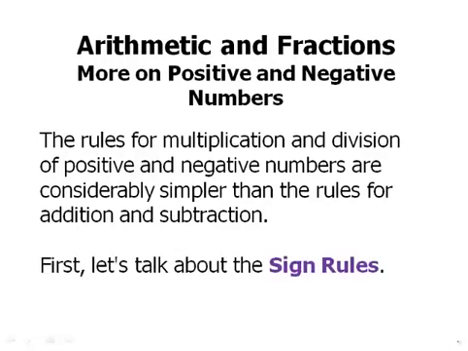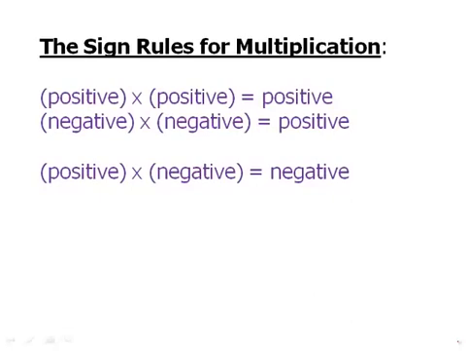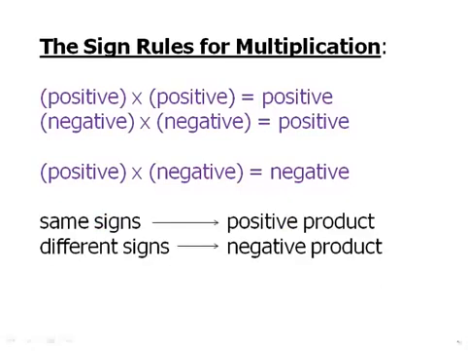First, let's talk about the sign rules. The sign rules for multiplication. If we multiply a positive times a positive, we get a positive. If we multiply a negative times a negative, the two negatives cancel and we get a positive. The only time we get a negative is when we do positive times negative in either order. It could be positive times negative or negative times positive. Either one would result in a negative. So notice when we multiply same signs, we get a positive product. When we multiply different signs, we get a negative product.